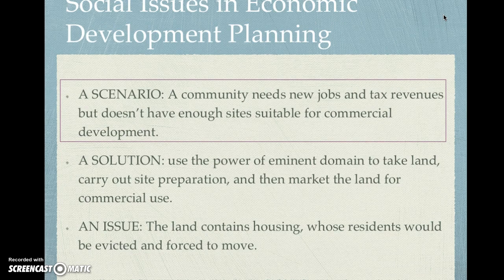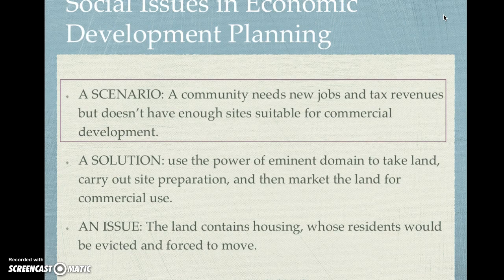Okay, so here's your scenario. A community needs new jobs, more tax revenues, but it doesn't have enough sites suitable for commercial development. By sites, I mean there are not enough parcels of physical land that would be big enough or attractive enough for a commercial developer to come in and build a shopping mall or a new office tower, something like that.